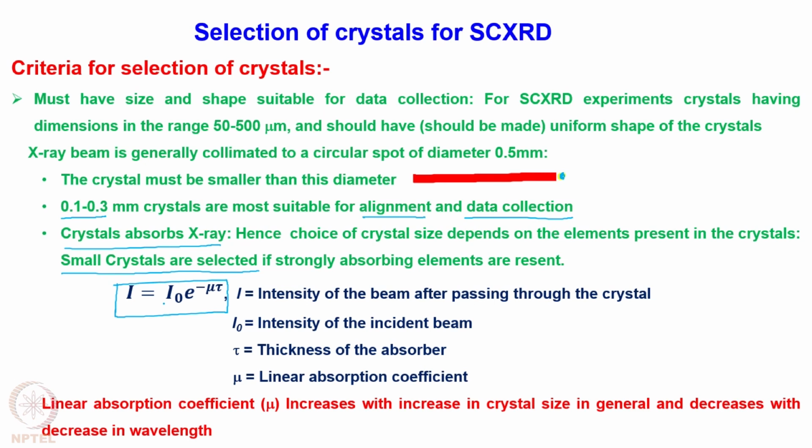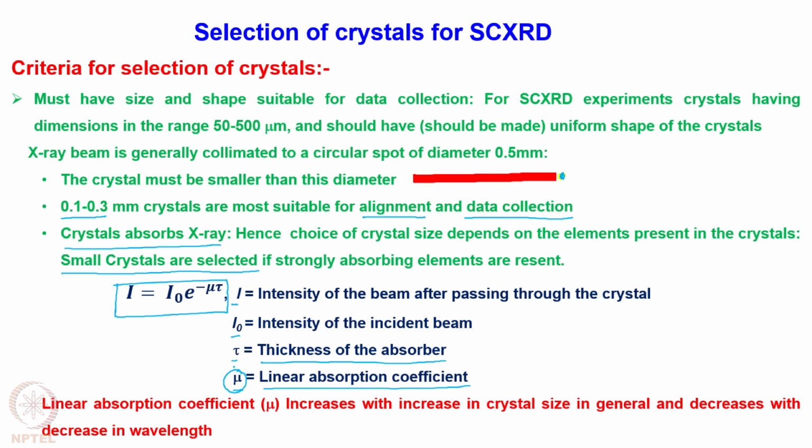This expression is I equals I0 e to the power minus mu tau. This I is the intensity of the direct beam after passing through the crystal. I0 is the intensity of the direct incident beam before passing through the crystal. Tau is the thickness or path length of the absorber, or the path length through which the X-ray beam is going in case of this particular crystal, and mu is called the linear absorption coefficient. So, this term mu is very important.